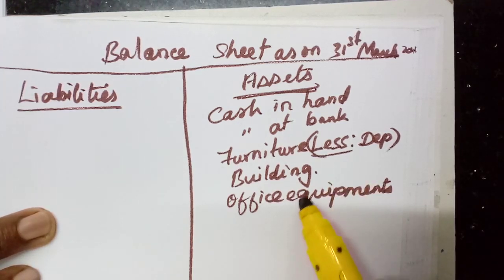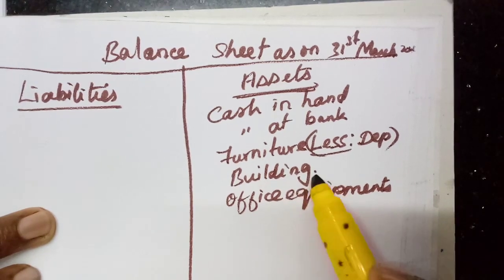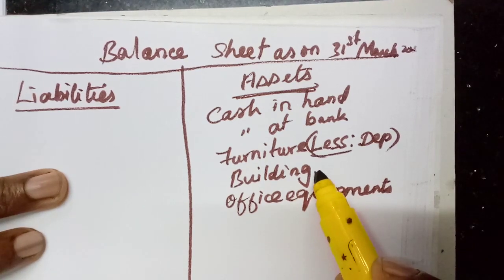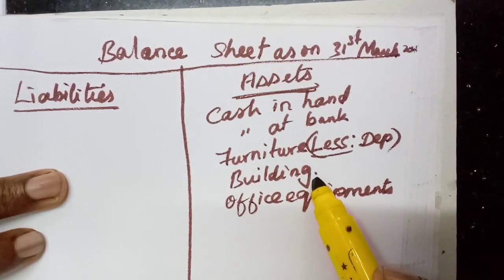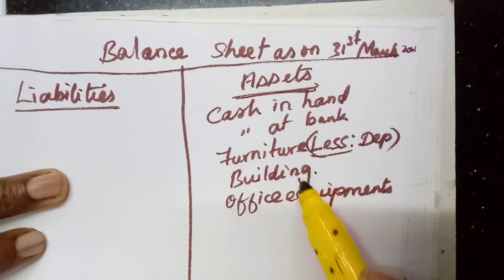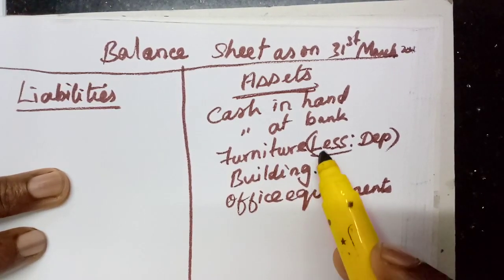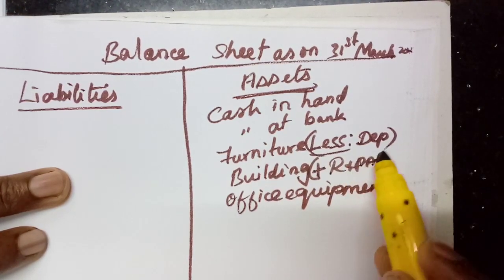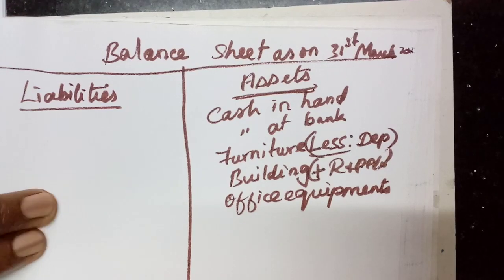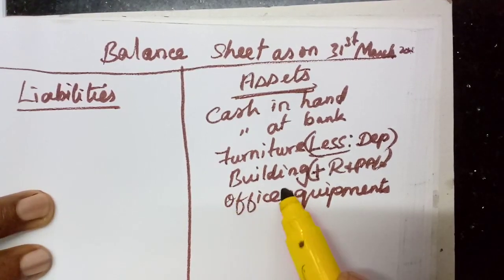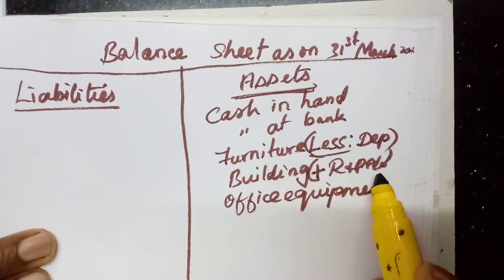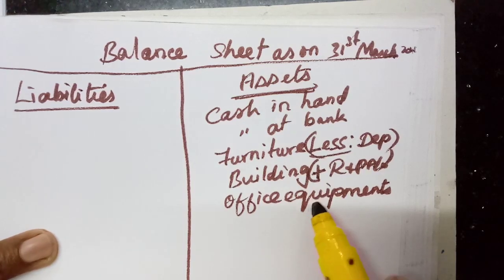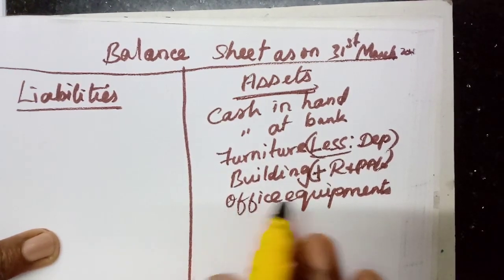Okay, then if we have purchased any asset, if they have built one more building, then we need to add that one, additional purchasing of furniture or building. How can they find this out? From the receipts and payments account. If there are any purchases, that will be added along with that particular asset. Okay, the net amount only will be shown in the outer column. Okay, then the adjustment items, we will leave with this asset side.